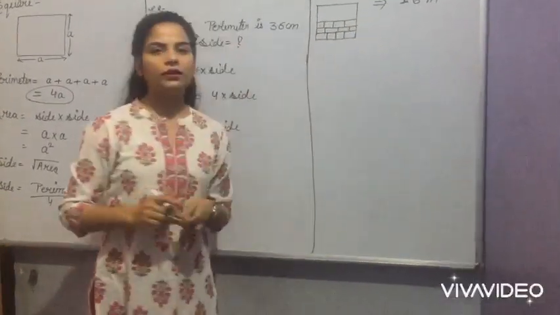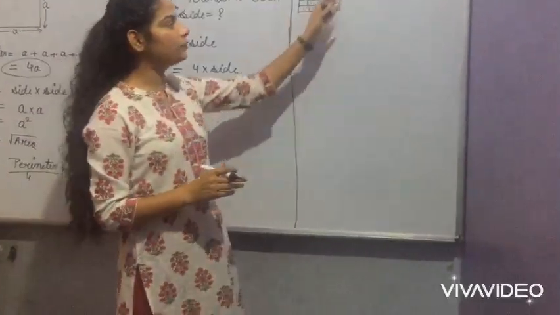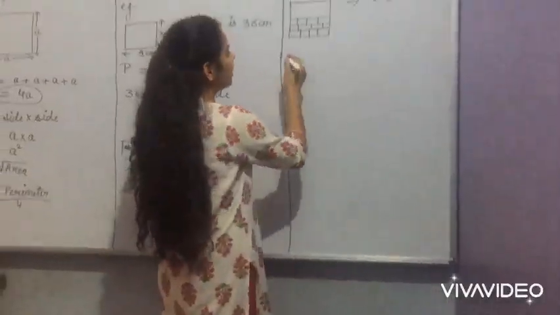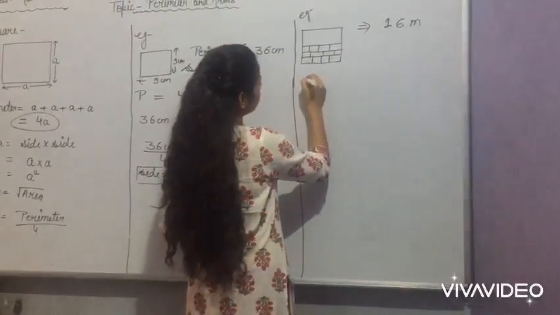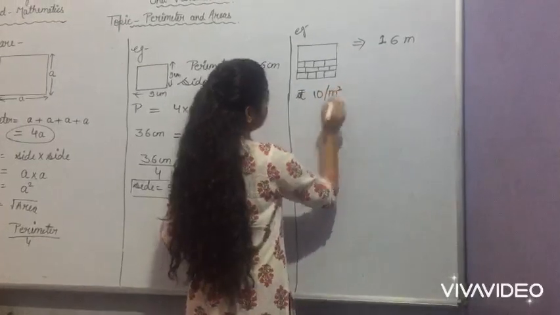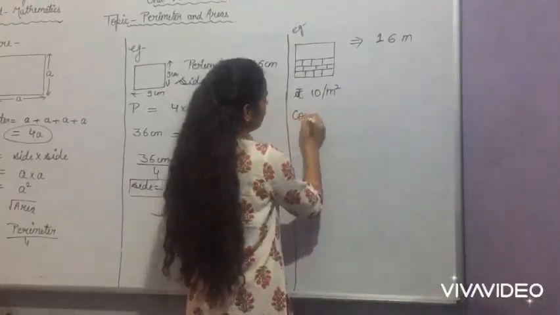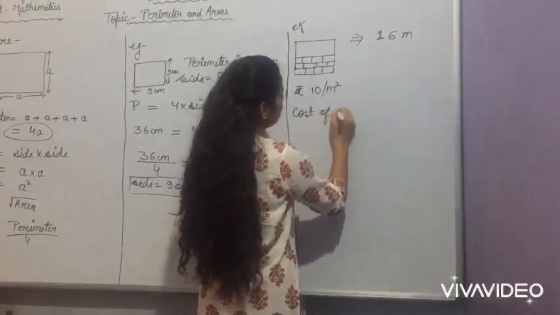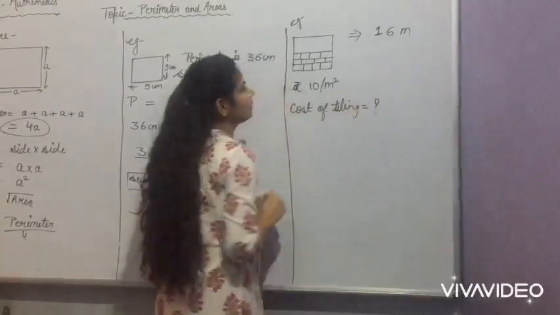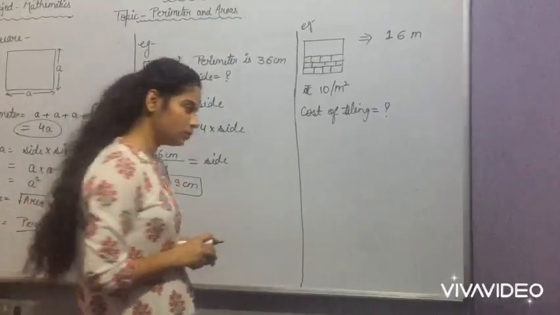I ask you here, what is the cost of tiling this floor? If you have to tile this floor, what will be its cost, if the rate is rupees 10 per meter square? What is the cost of tiling if the rate is 10 per meter square?